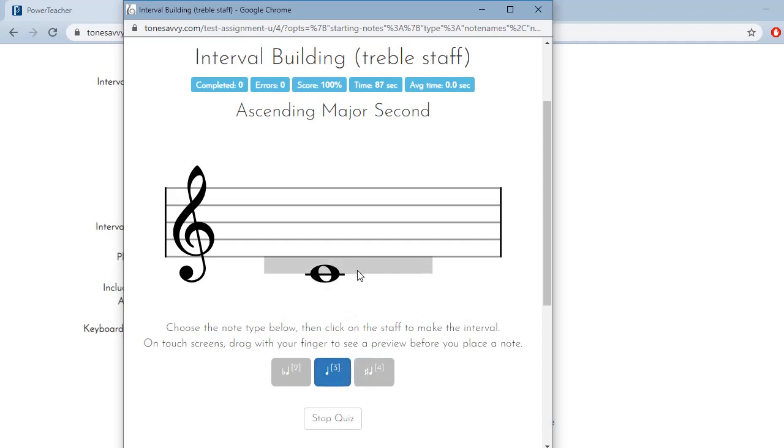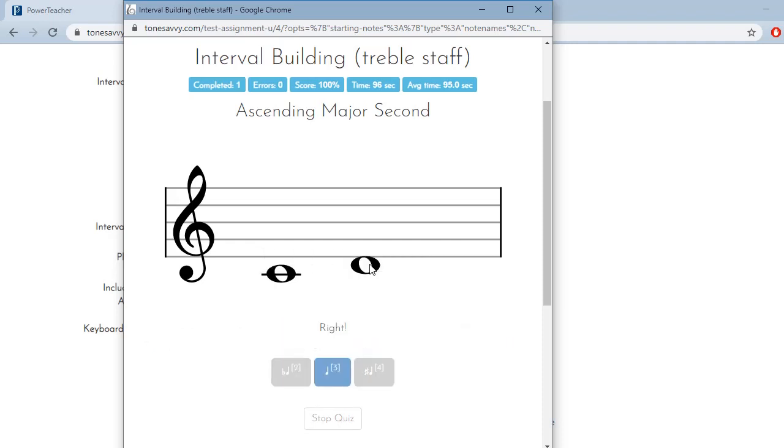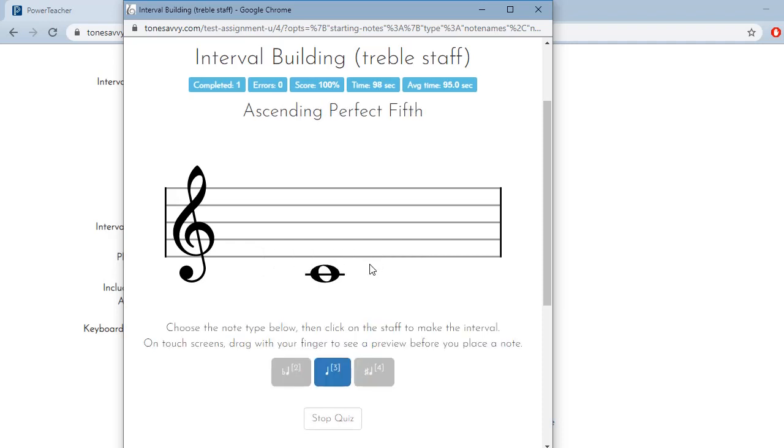So we hover our mouse as we move up and down the clef. We hover it in the space where D would go and click here. And then it plays the notes for us.